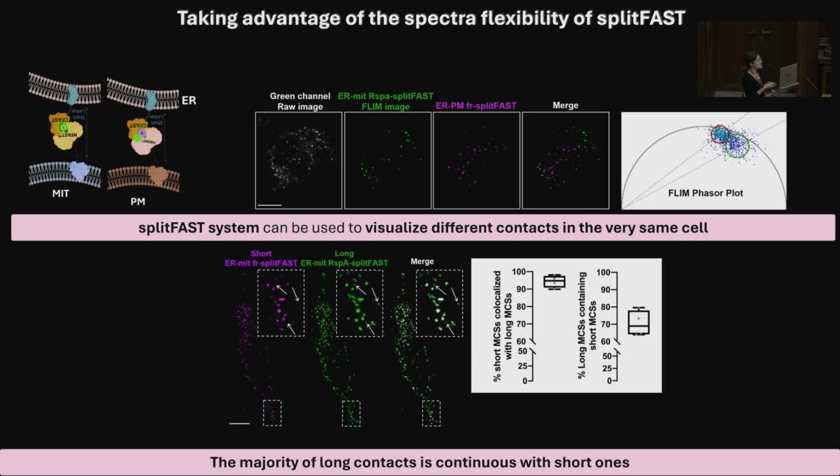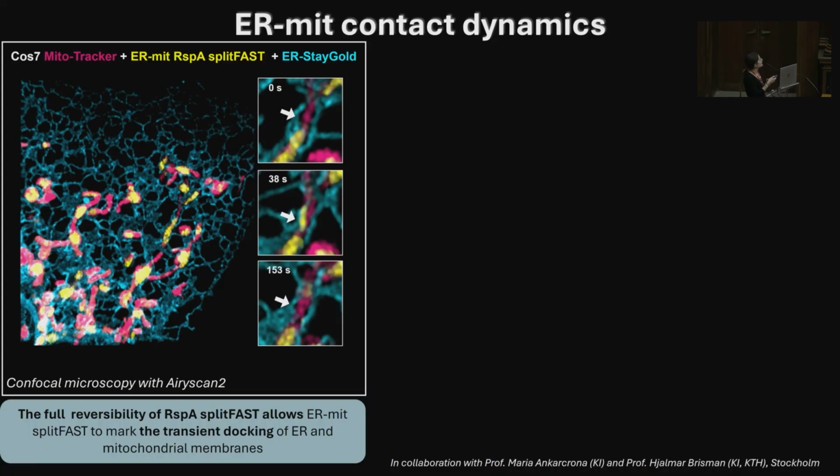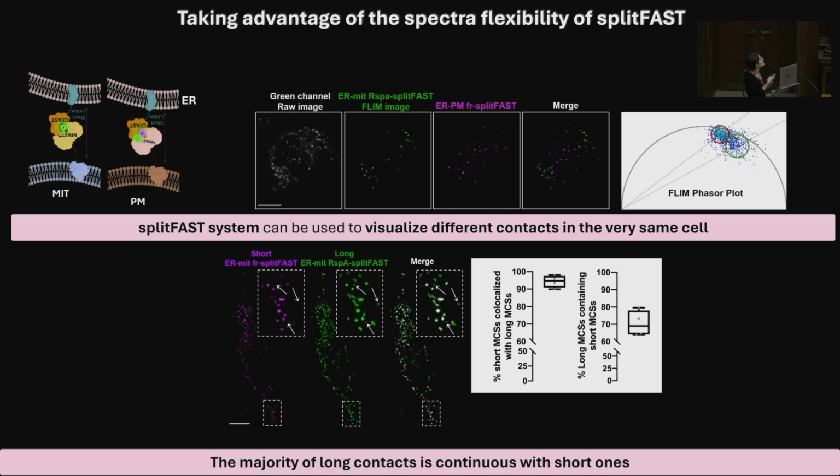And using the same approach, we also saw in the very same cell short and long contacts, and we saw that the majority of the short contacts are next to a longer one, and the majority of longer ones are peripheral to short ones. And we also saw that in tomography from untransfected cells.